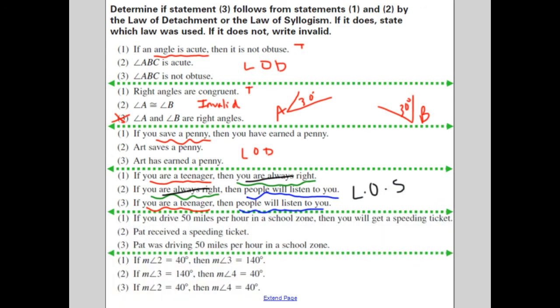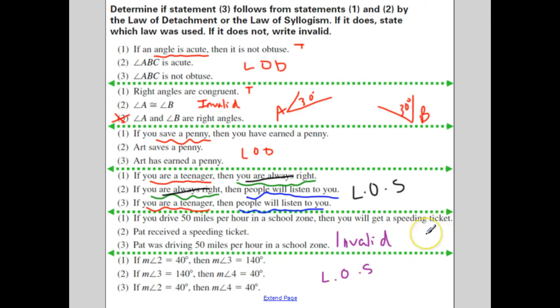Now I want you to try these two examples on your own. See if number 3 is a valid statement. If it is, does it use the law of detachment or law of syllogism? Or is the statement invalid? And then check back with me when you're finished.